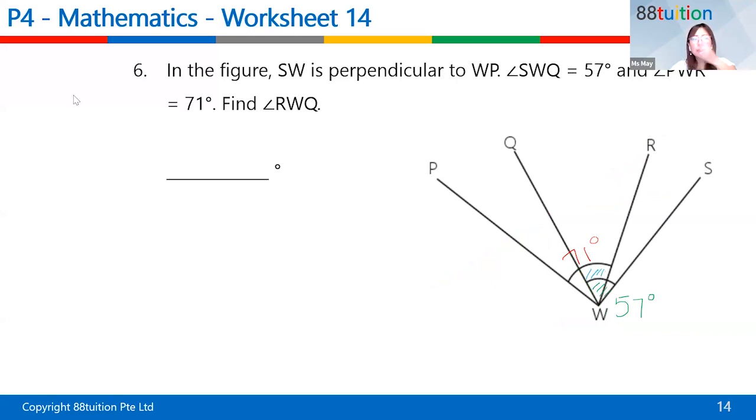Okay, so how do we do that? Everybody saw the answer. It's 38. But how do we do that? Which is more important. Final answer is 38. So how do we do that? 90 degrees minus 71 degrees equals 19 degrees. So this is 19 degrees. So we use 57 minus 19.